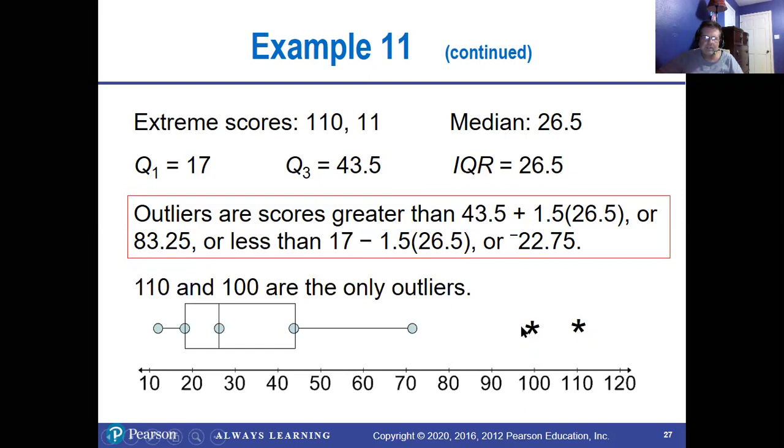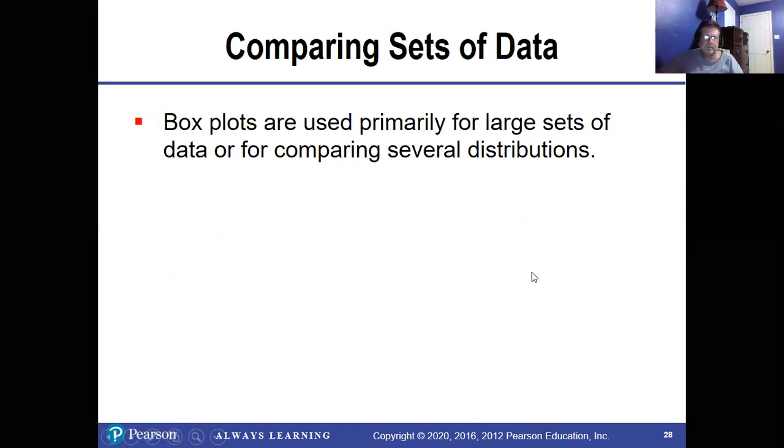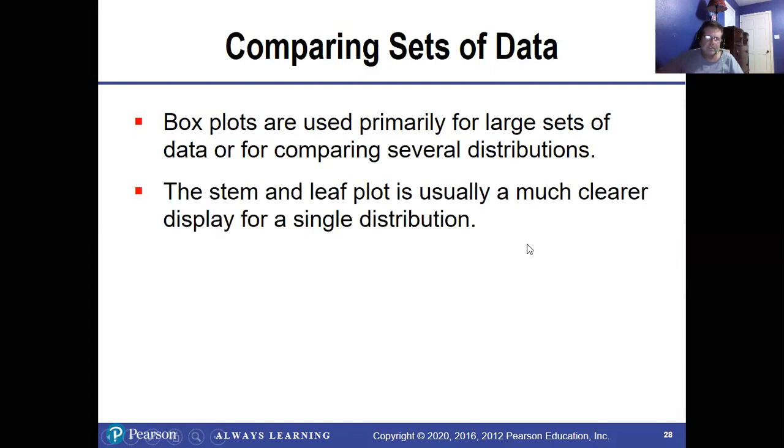These are outliers. So here's my next number, because the numbers went from 70 and the next number was 100. So notice there's no numbers in between. So that's now my maximum. And here's my minimum of the 11. And then you have your other numbers. A box plot is used primarily for large sets of data. The stem and leaf plot that we talked about before usually is a much clearer display of a single distribution.